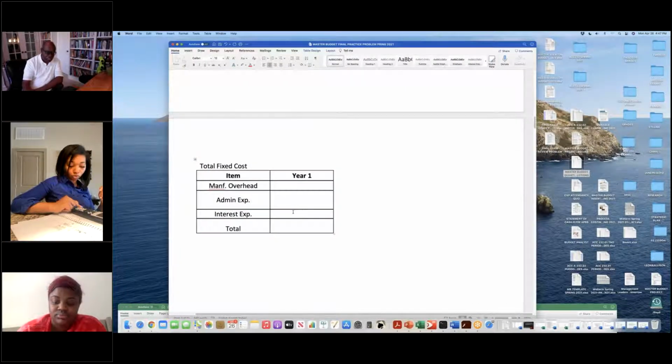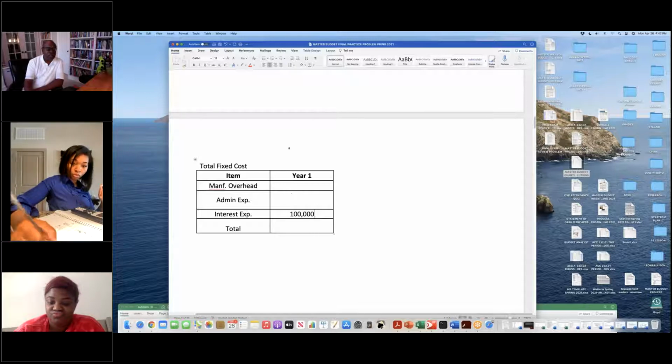So the manufacturing overhead is 520,000, correct? Admin is 200,000. Clifton, what's our interest expense? It's 100,000. So interest expense is 100,000.